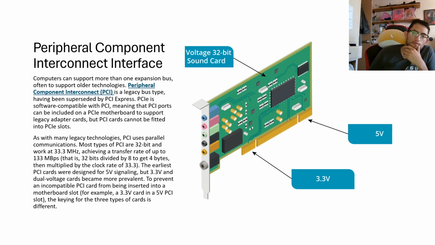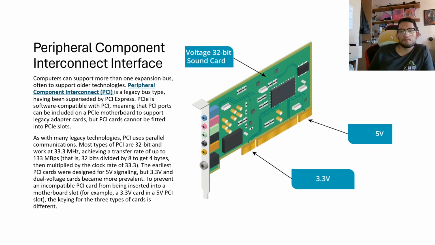Computers can support more than one expansion bus, also to support older technologies. PCI's legacy bus type has been superseded by PCI Express. PCI is software compatible with PCIe, meaning PCI slots can be included on a PCIe motherboard to support legacy adapter cards. But PCIe cards cannot be fitted into PCI slots. That makes sense. You can't use a newer technology on the old one, but you could definitely use the old one on the new one.